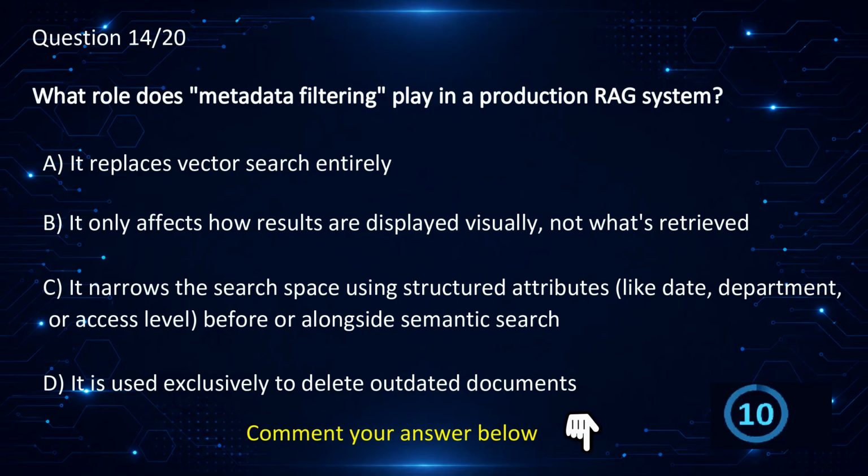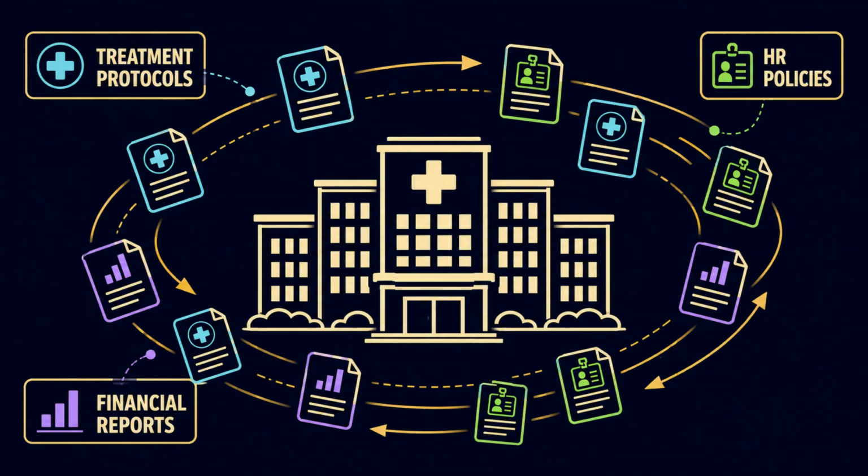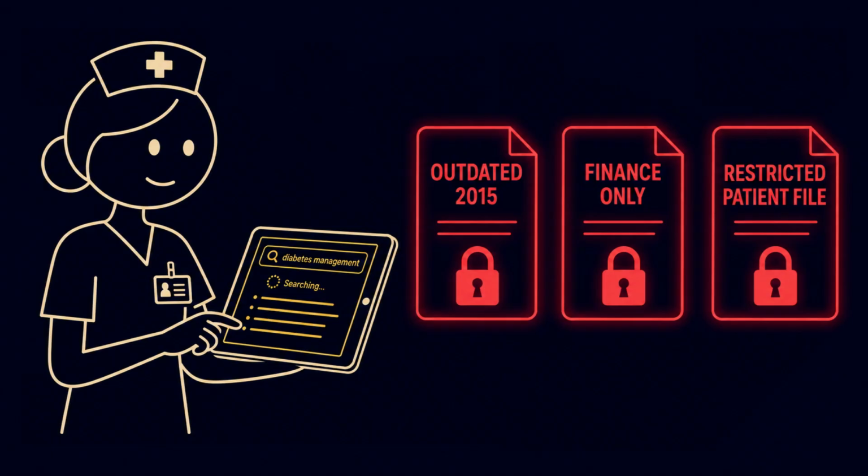What role does metadata filtering play in a production RAG system? The answer is option C. Imagine a hospital's knowledge base: treatment protocols, HR policies, financial reports, all mixed together. A nurse asks about a dosage protocol, and you really don't want the search accidentally pulling up an outdated 2015 version, or a finance-only document, or worse, a patient file that they are not cleared to see.